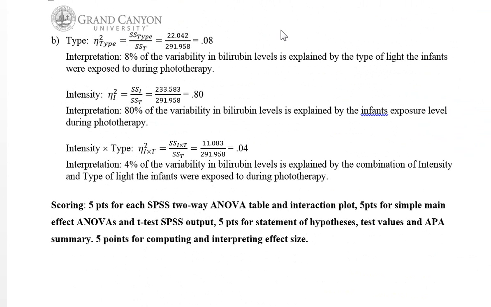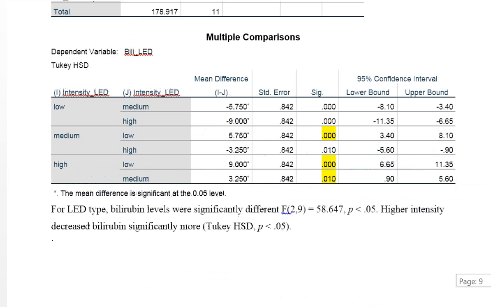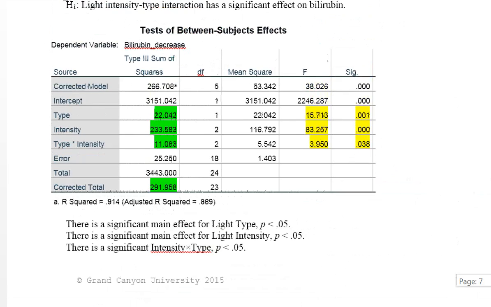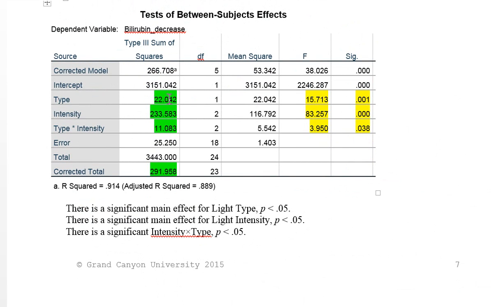And then to finish up, if Part A wasn't enough, they have a Part B on here, which was to estimate the effect size. Well, the effect size is eta squared. So we want to do eta squared for type of light, eta squared for intensity, and eta squared for intensity by type. For each one of those eta squareds, it's the sum of squares value divided by the sum of squares total. And these are all values that are in that very first ANOVA. So sum of squares by type, sum of squares total, 22.042 divided by 291. And those are in this very first ANOVA here. Okay, and I've got them highlighted in green.